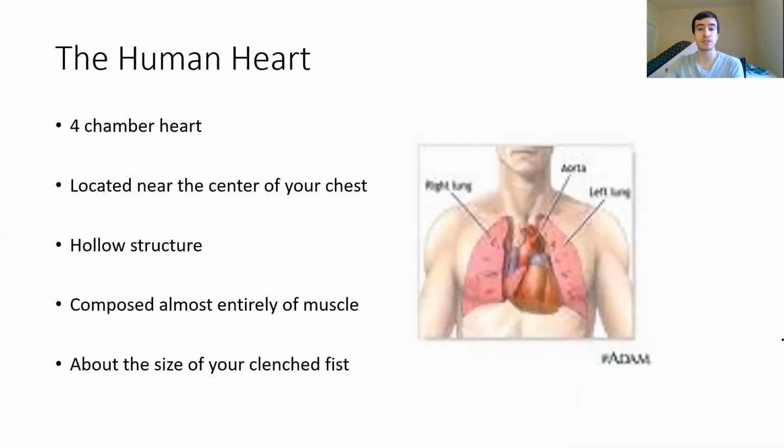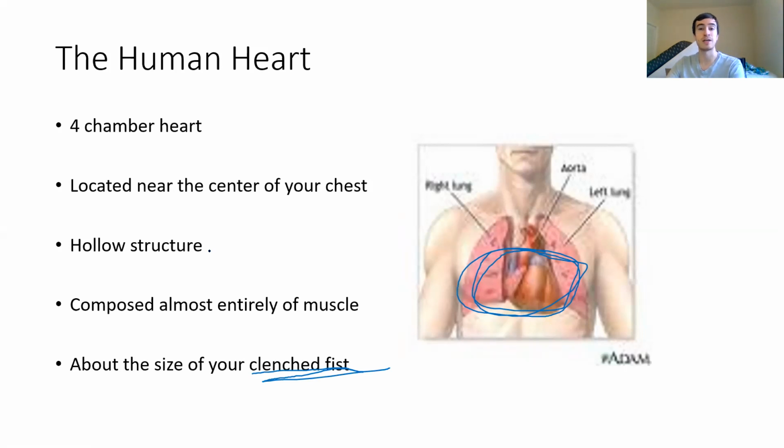So like I said, in humans, we have this four-chambered heart. It's located right in the middle of our body. It's usually about the size of your fist. So if you take your fist and put it right in the middle of your chest here, that's a pretty good approximation of both the size and the location of your heart.